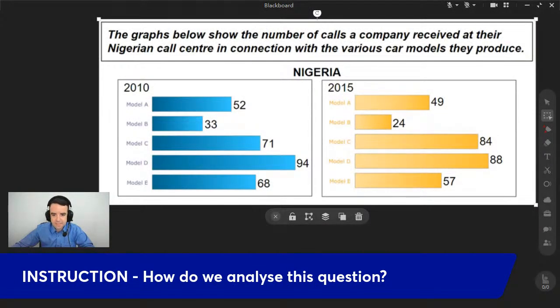So let me just pull up the question for you here. In case you cannot see clearly, the labels are Model A, Model B, Model C, Model D, and Model E, both on the left and the right. Okay, so that's my first question for you. How do we analyze this question?